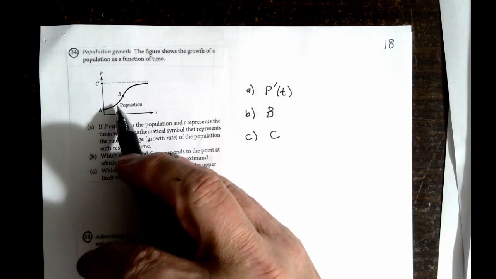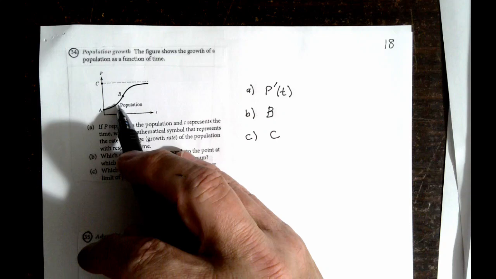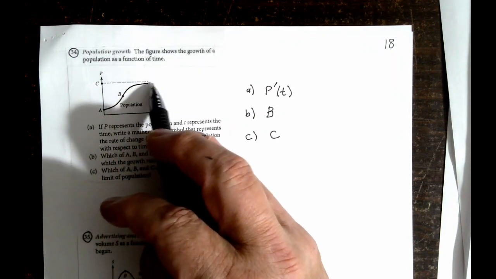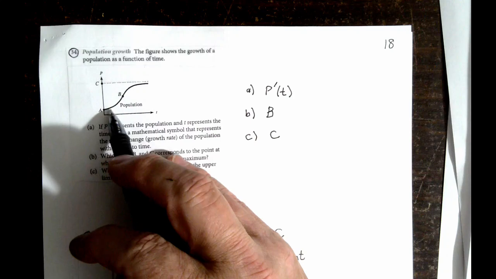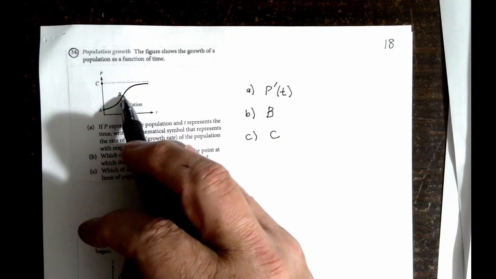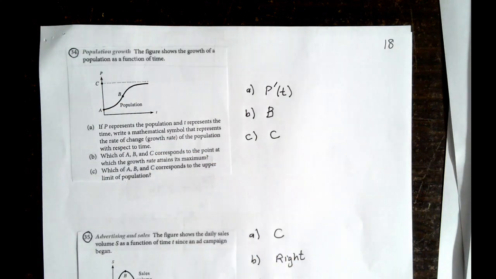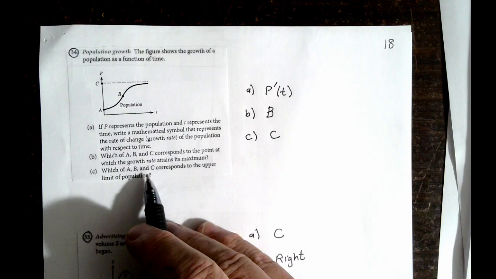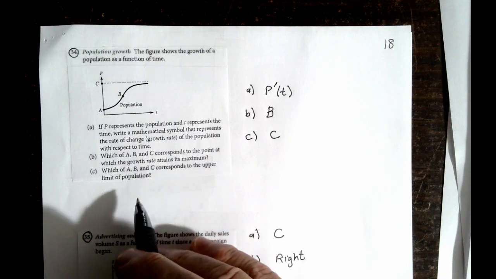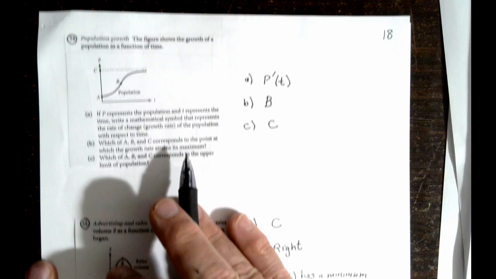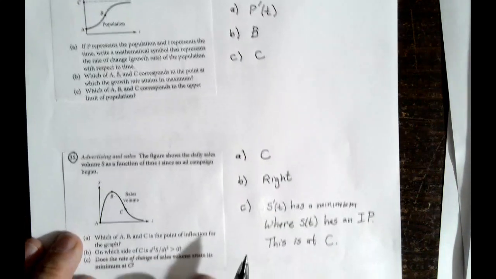Well, the growth rate is at its steepest point here at B. Here it's quite slow and not growing up nearly as fast, and here it's going up slowly, but it's going up a lot faster at B, so that is the point at which the growth rate is at its maximum steepness. C, which of the A, B, and C corresponds to the upper limit of the population? Well, that's C. That's your upper limit. That's the maximum the population can achieve.